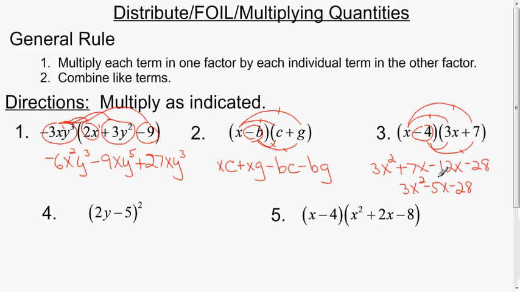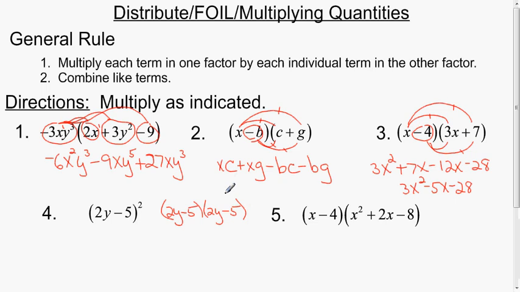Okay? Now in example number 4, it reads 2y minus 5, that quantity, all squared, or the quantity 2y minus 5 squared. Okay, well, believe it or not, this is a FOIL problem. Because if you have the sense to realize what it means to square something, you'll realize that it means to multiply it by itself. So you can, in fact, rewrite this as, I'm going to write this here for the sake of space, 2y minus 5 times 2y minus 5.